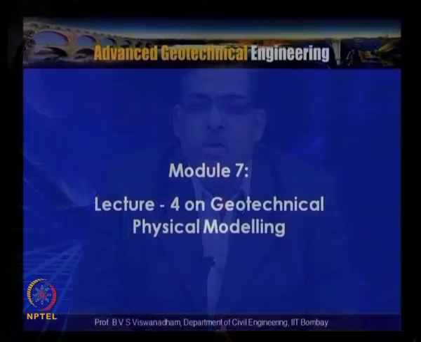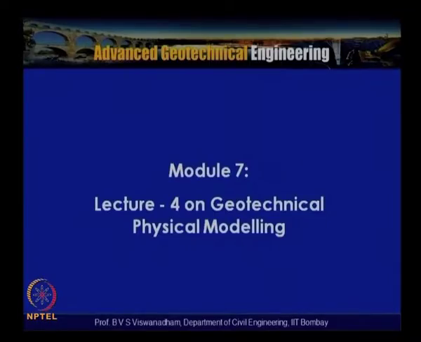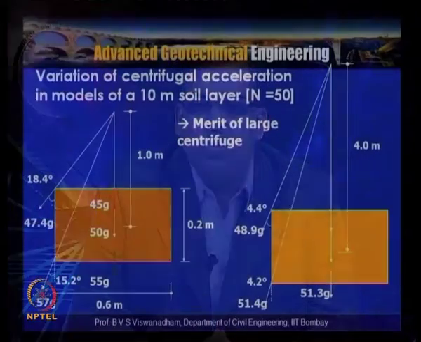So, welcome to the course on advanced geotechnical engineering, module 7, lecture number 4. This is lecture number 4 on geotechnical physical modeling. In the previous lecture we discussed the variation of G level, or gravity level, with the horizontal distance as well as with the depth.